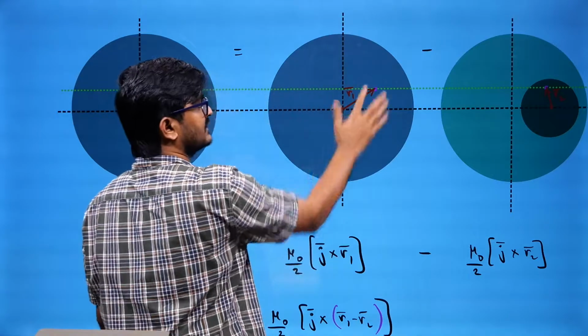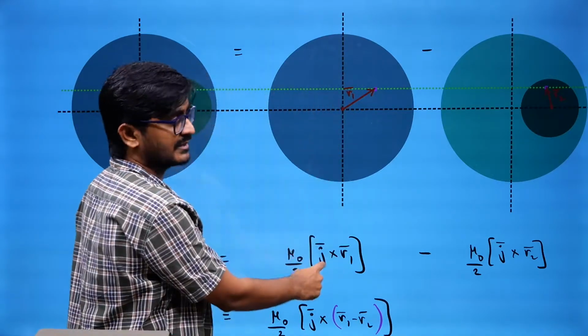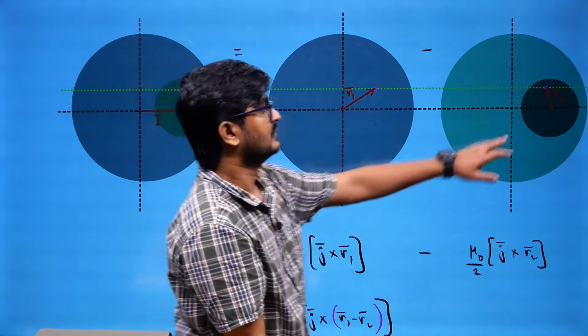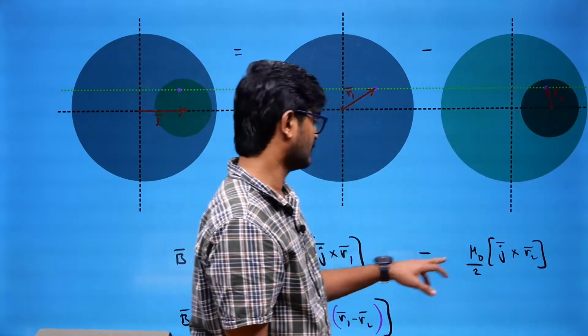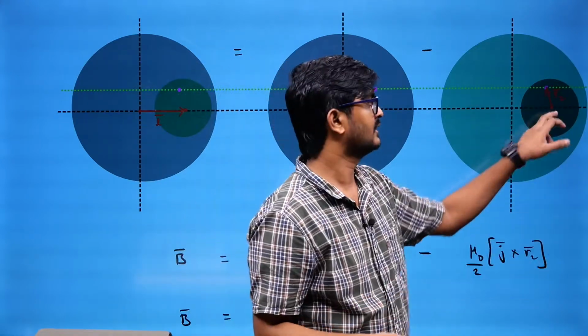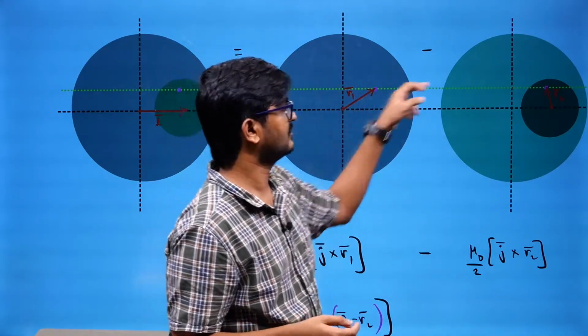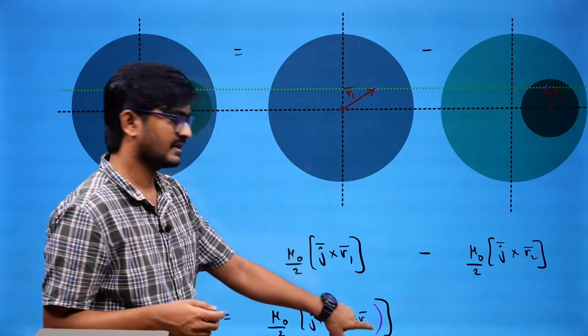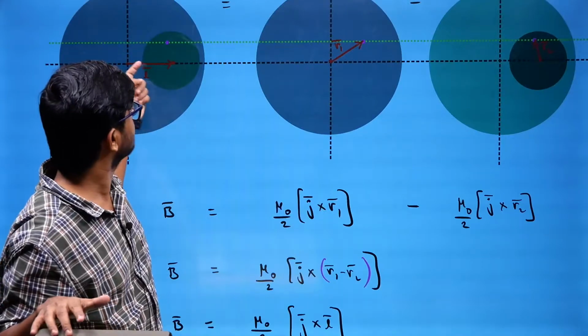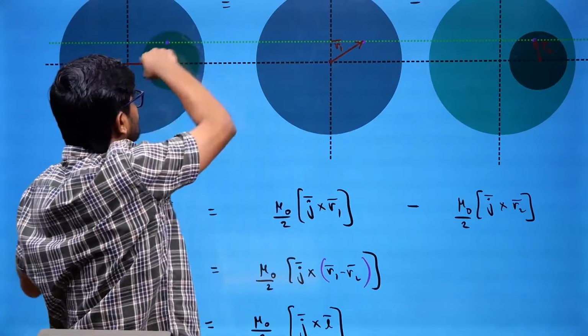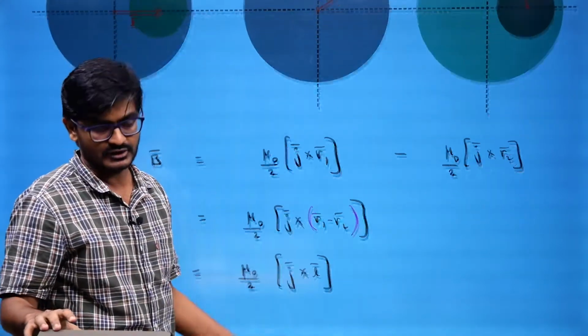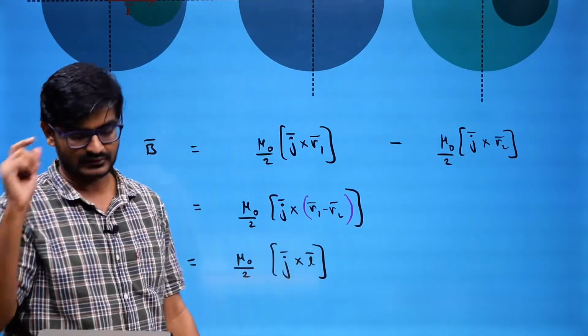Now because of this cylinder, the magnetic field is mu naught by 2 into j bar cross r1 bar. The field because of this cylinder is going to be mu naught by 2 into j bar cross r2 bar. Now if I subtract them, then I will get r1 bar minus r2 bar, and r1 bar minus r2 bar is going to be L bar. So this is again a good result, exactly like electrostatics.